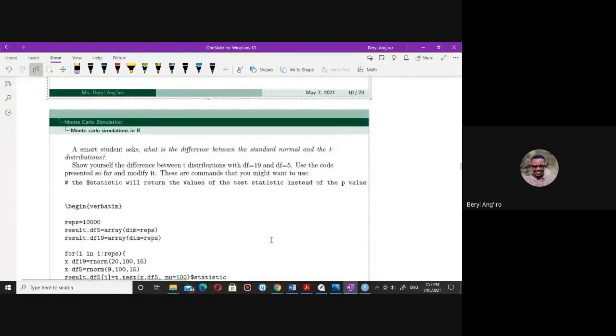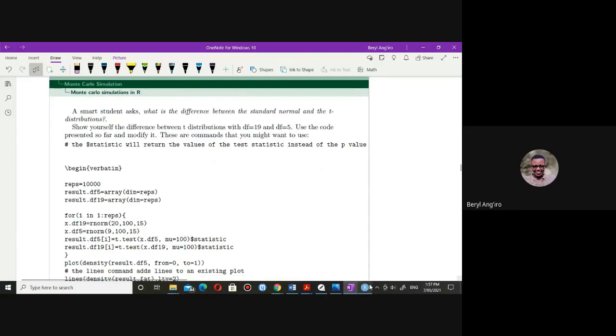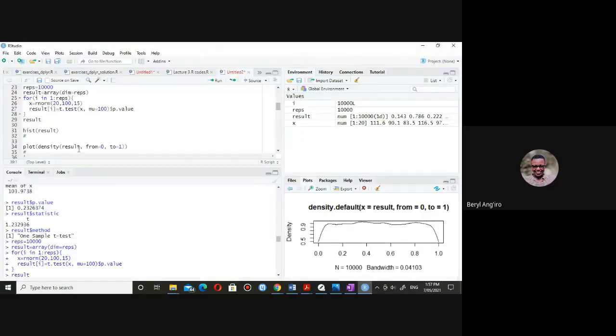So a student can ask, what is the difference between the standard normal distribution and the t-distribution? Show yourself the difference between the two with the 19 degrees of freedom and the 5 degrees of freedom. Then use this code to modify. So far, you can use this code, and then the commands. I have the code here.